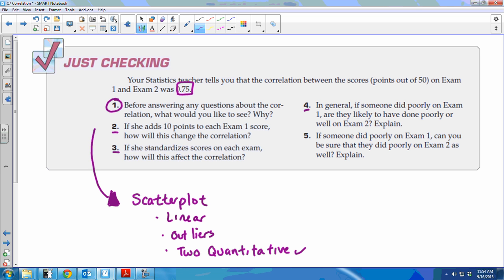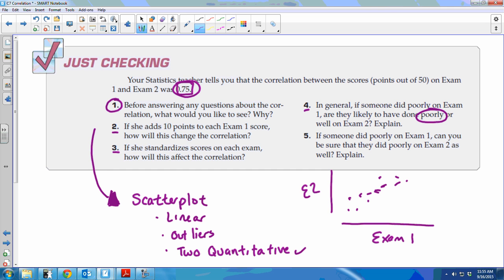Okay? On the next one, in general, if someone did poorly on exam 1, are they likely to have done poorly or well on exam 2? Well, if we have exam 1 and exam 2, the correlation is 0.75, so it indicates that it's positive, right? If you did poorly on exam 1, did you do well or poorly on exam 2? Poorly.